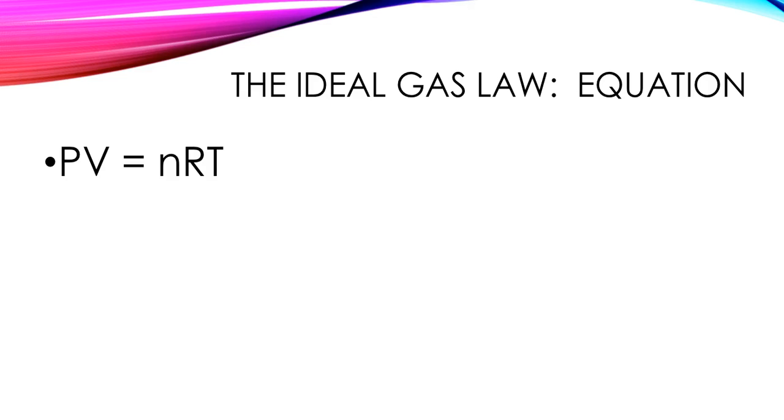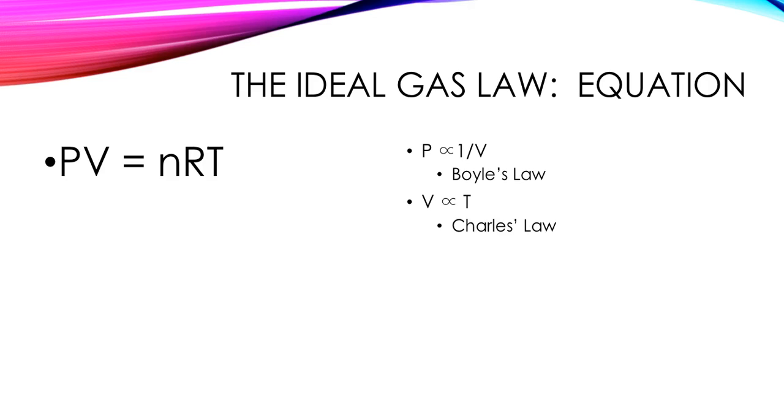So let's start by actually introducing the equation. If you haven't seen it before, it says PV equals nRT. Now, what we're really doing with the ideal gas law is putting together all the other gas laws that you have learned about. So we learned that pressure is inversely related to volume. Boyle's law told us that.